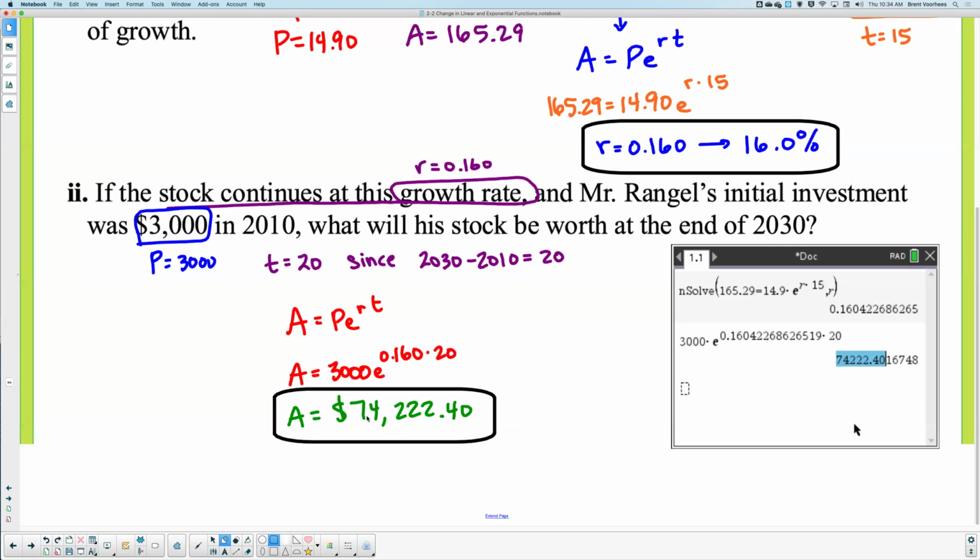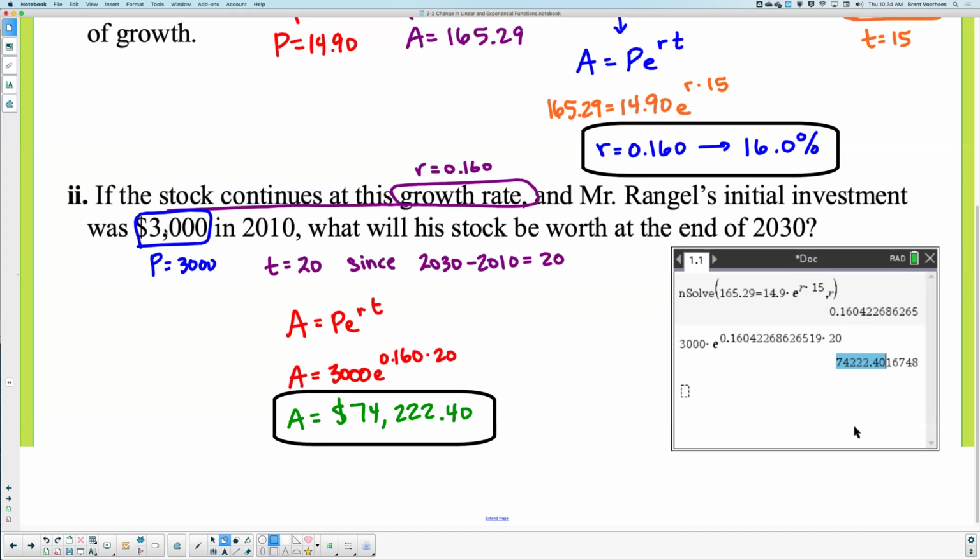Now, how hard was Mr. Rangel in this problem working for that $74,000? Nothing. How much money did he actually work for? 3,000. But yet it became 74,000 because he invested in the company rather than just buying the next iPhone or the next set of earbuds or whatever else we like to buy. Spending it at the fair. He bought Google and it turned into 74,000 after a little bit of time.